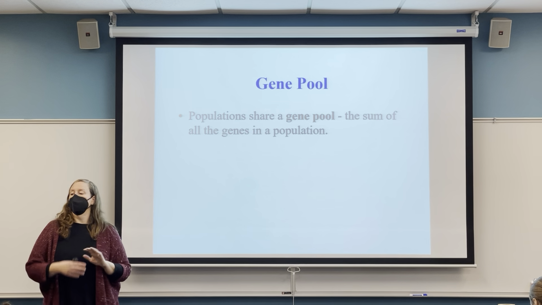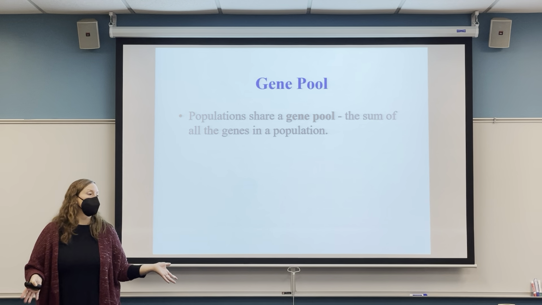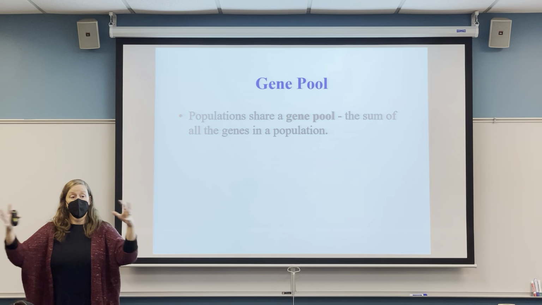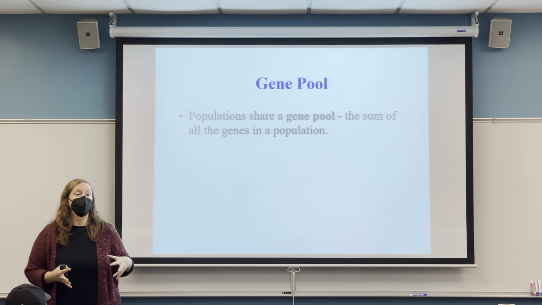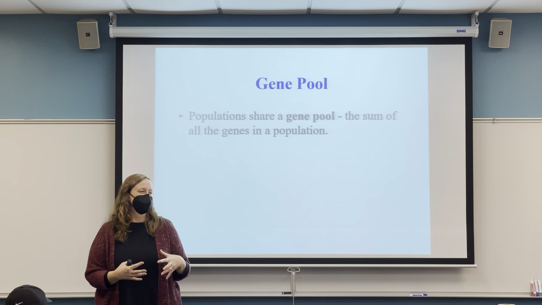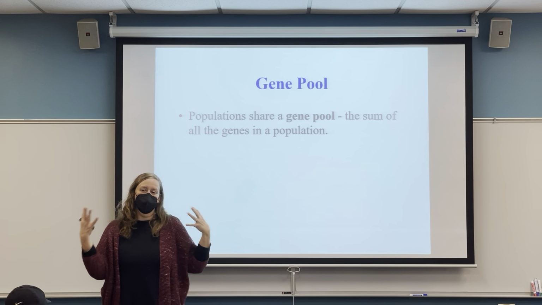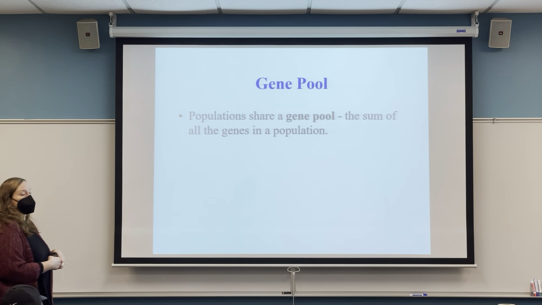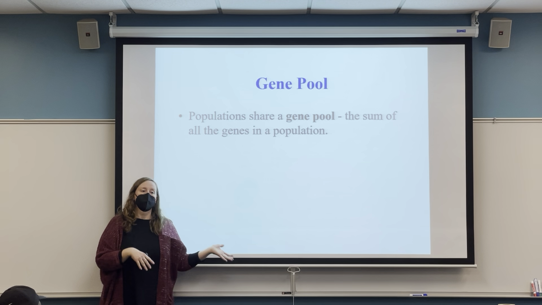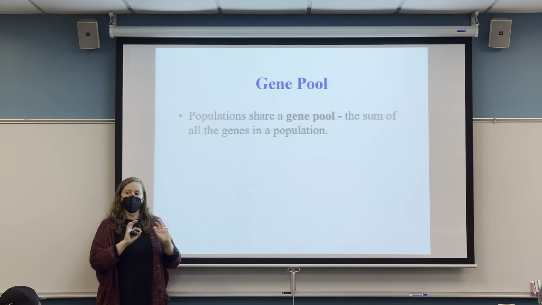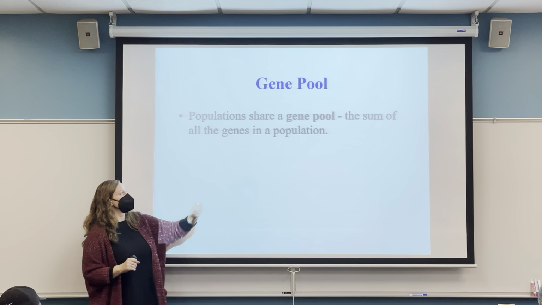So if we're just talking about, for example, eye color in humans, all the different genes for eye color are part of the gene pool. Is purple eye color a component of our gene pool? No, we don't have purple. We don't have humans with naturally purple eye color. So that would not be in our gene pool, but things like browns and greens and hazels, those would be in, and blue would be in our gene pool.